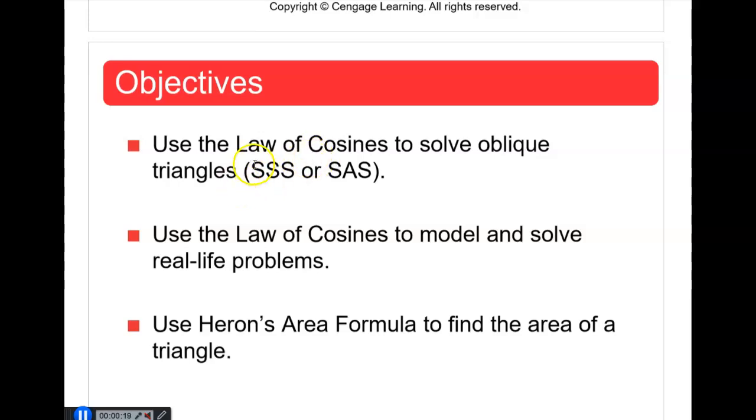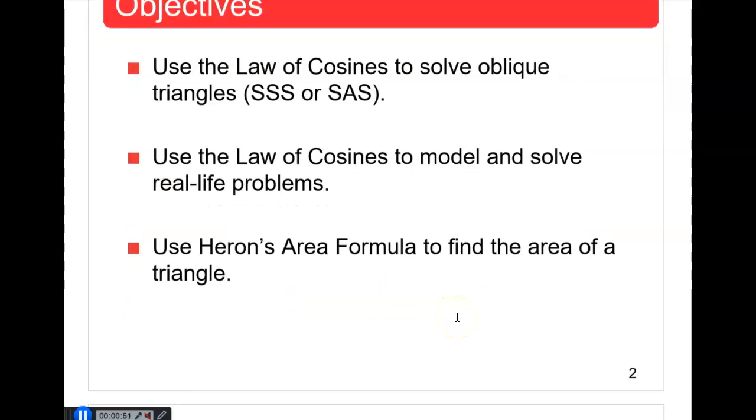It will be for triangles in the form SSS, meaning that you are given three sides, or SAS, meaning that you are given two sides and the angle in between them. That's why the letter A is positioned in between, and we refer to that as the included angle. We're also going to use the law of cosines to model and solve real-life problems. And then finally, for the section, we will use Heron's area formula to find the area of a triangle.